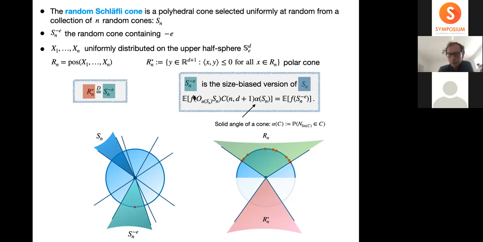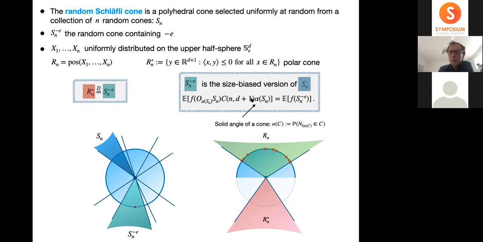Observation number 2: the south pole cone here on the left is the size-biased version of our Schläfli cone. What does it mean, the size-biased version? Formally, it means that the following identity is satisfied.